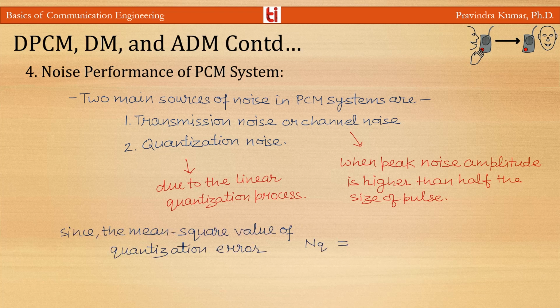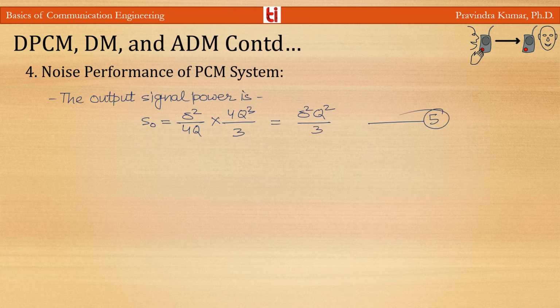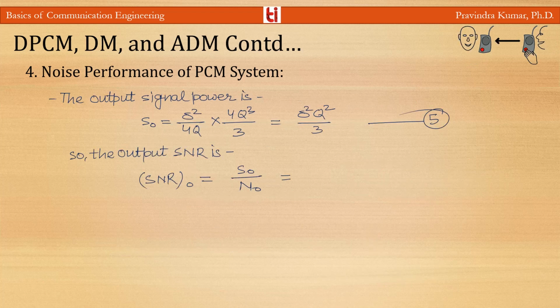And the quantization noise or quantization error in the PCM system occurs due to the linear quantization process. The mean square value of the quantization error is delta square by 12, where delta is the step size. The expression for the output signal power will be S0 equal to delta square by 4Q into 4Q cube by 3, or you can say delta square Q square by 3, and the output SNR, S0 by N0, is equal to delta square Q square by 3 into 1 by delta square by 12, and it will be equal to 4Q square.